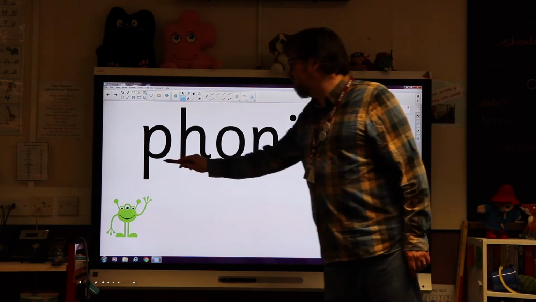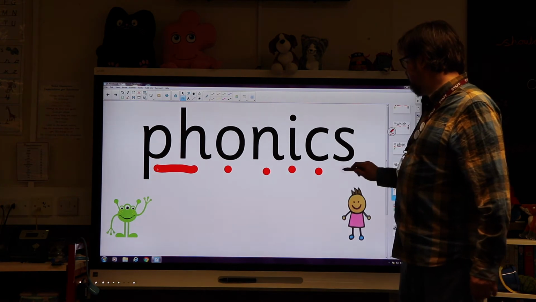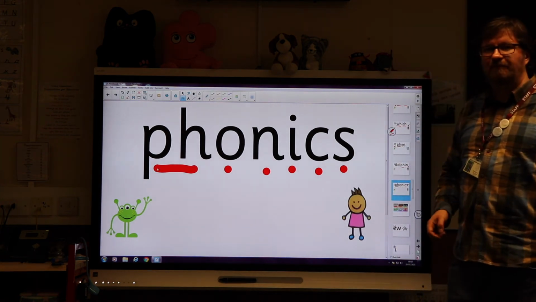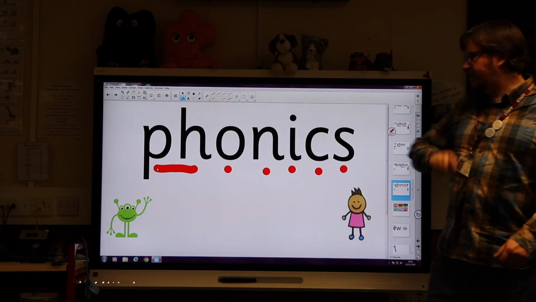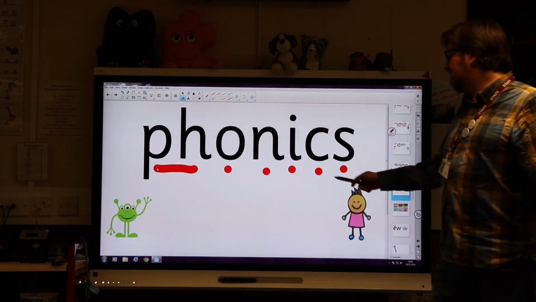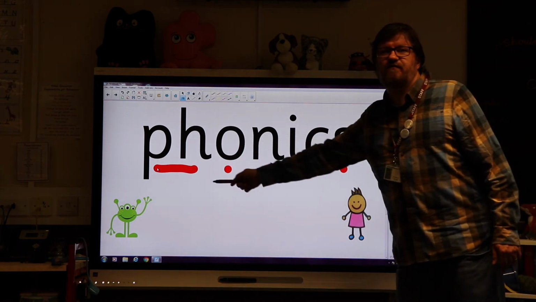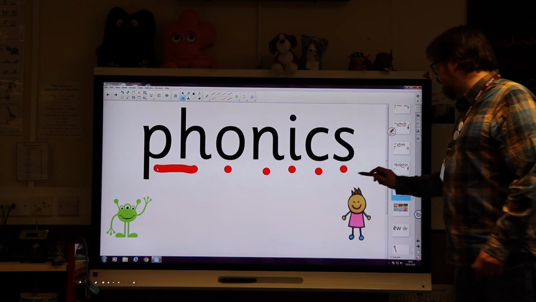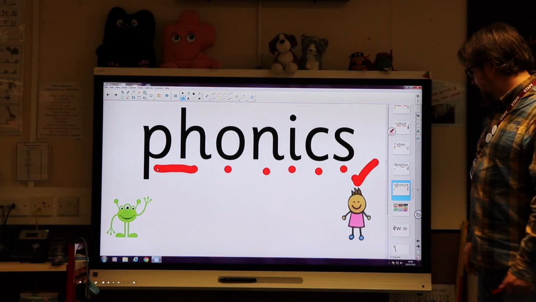Are you ready? You might recognise this word. It's what we're doing right now. So can you segment this word and blend it? Let's try together. F-o-n-ics. Phonics. And we know that phonics is a real word. It's what we're doing right now. It's not an alien word. We know that it's a real word.